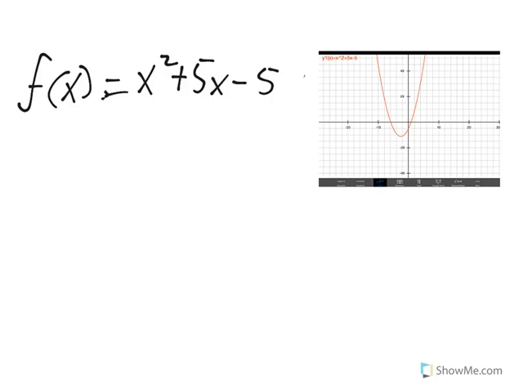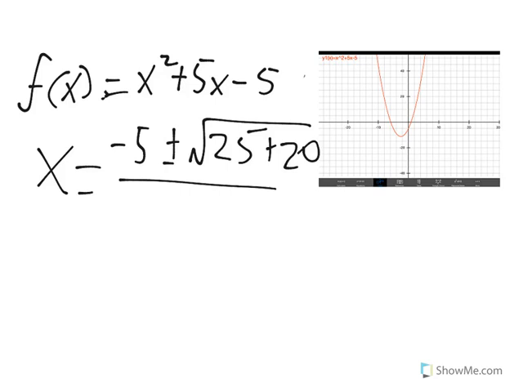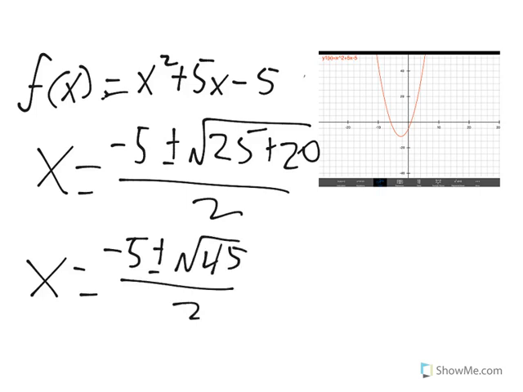So then there are situations where we could use a calculator to solve for the intersection points for this function, but we can also use the quadratic equation, which is kind of a bit like factoring, but not really. If we remember the quadratic equation, it's x equals -5 plus or minus root 25 plus 20 over 2. So then we get x equals -5 plus or minus root 5 over 2, which would just go down to -5 plus or minus 3 root 5 over 2.